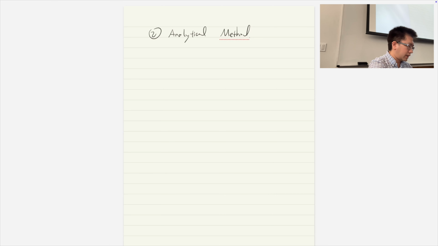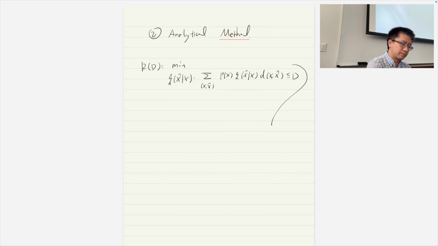So as we have seen before, R(D) is nothing but, I want to minimize. Here, because of the minimization, we just write a Q here to represent that it is a variable, okay? And then the distortion function, we need to write everything out to see the structure, right? The distortion is nothing but the sum of p(x) q(x hat given x) d(x, x hat), which has to be less than or equal to D, right? And what is here is the mutual information.